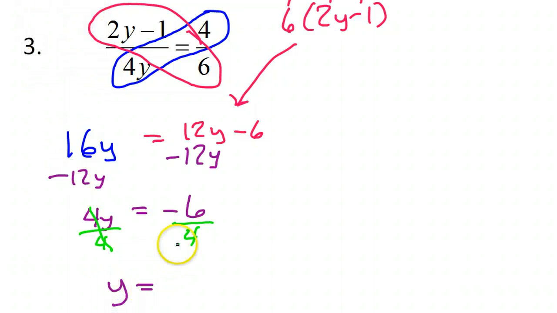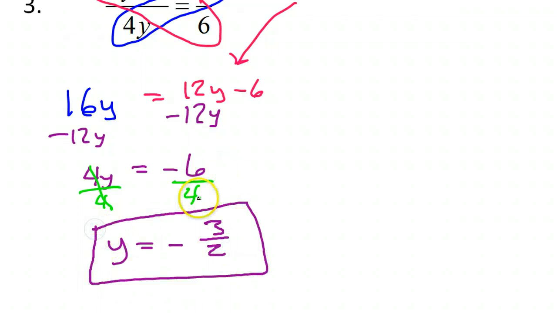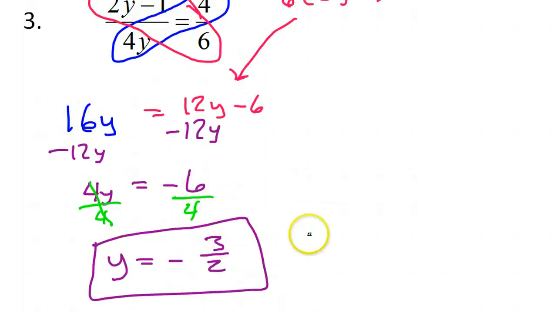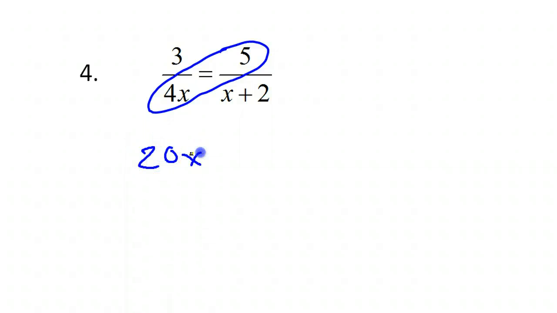So that's going to give me -3/2. Alright, I went ahead and reduced that by dividing both of these by 2. So that is the answer for number 3. For number 4, we will multiply these diagonals. That'll make 20x. And if I multiply these diagonals, alright, again I'm going to distribute.